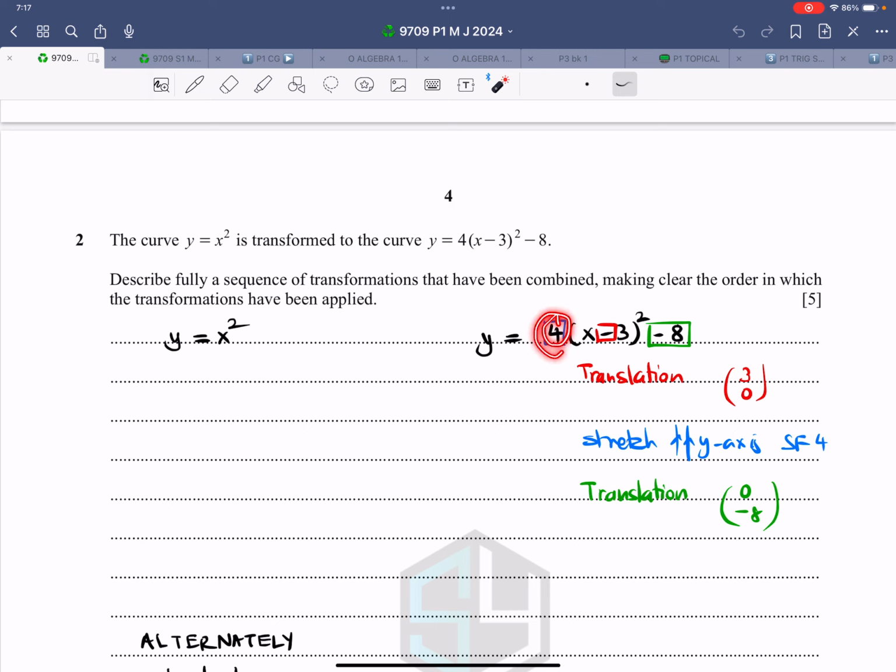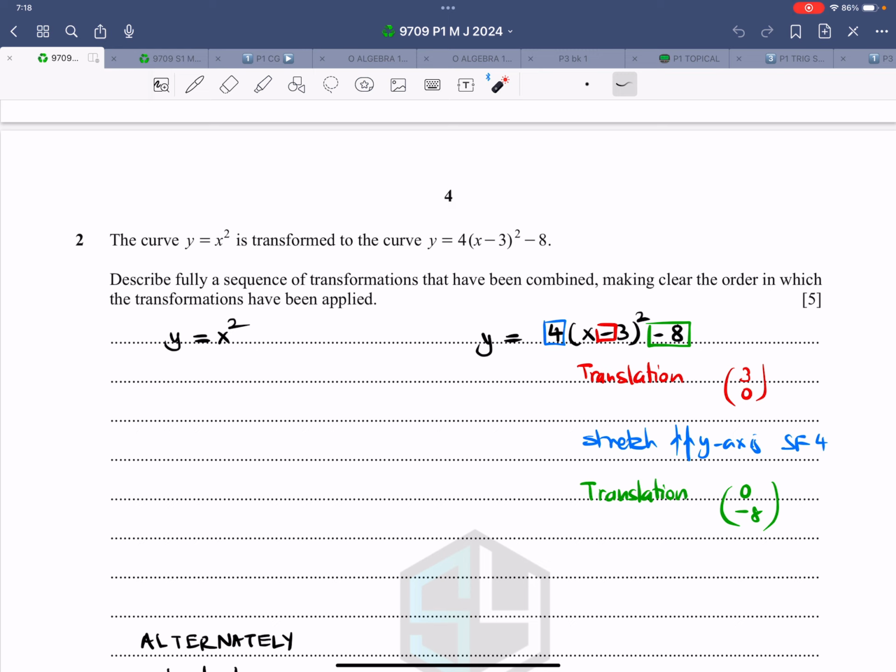So now this 4 over here, what does it do? This 4, it's actually doing the stretching along the y-axis. That is the first thing. This negative 3, it means shift the graph positive 3 units to the right. It has the negative effect. Right means along the x-axis. Then there is negative 8. This is also a translation and this time the graph will go down by 8 units.